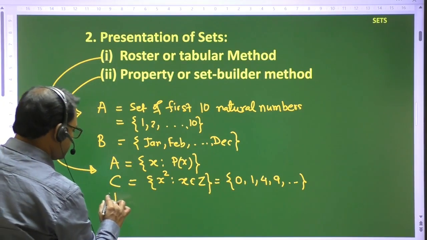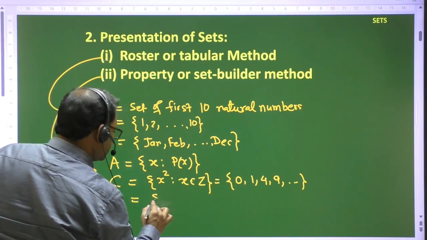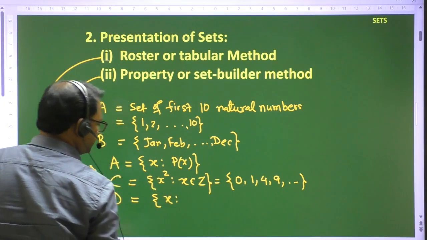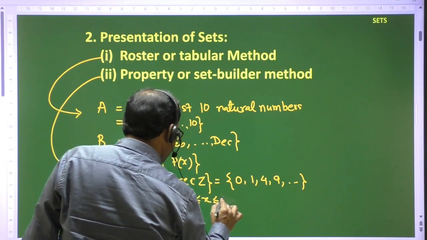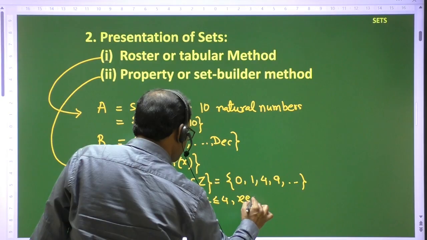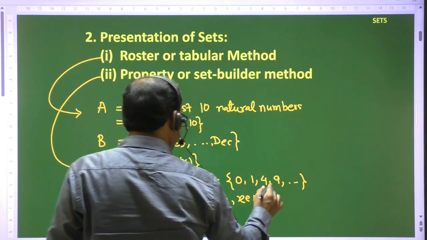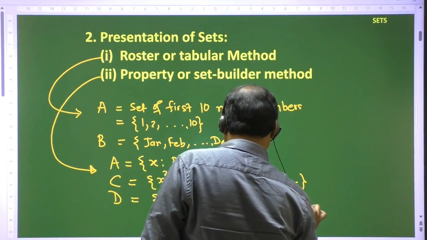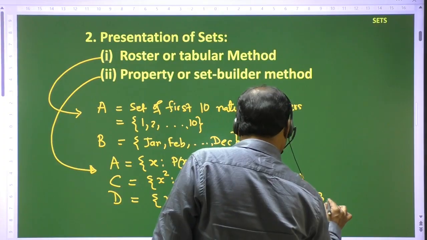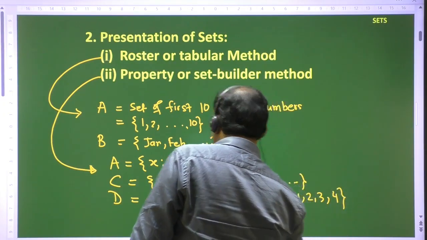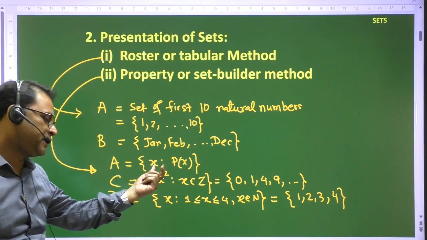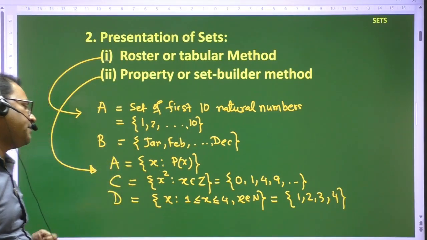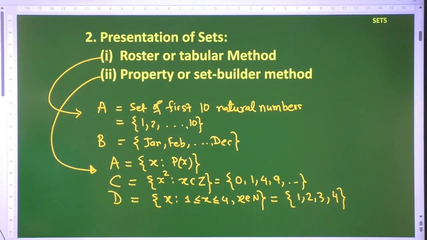Another example: suppose I write set D equal to the set of all x such that 1 is less than or equal to x, less than or equal to 4, and x belongs to natural numbers. This indicates the elements 1, 2, 3 and 4. So in set builder form we have to write the property which gives us all the elements of the set.